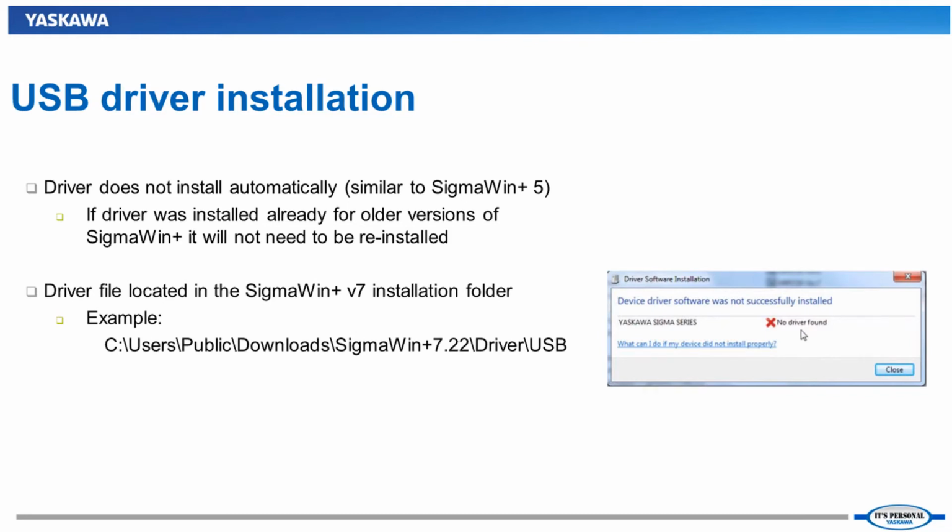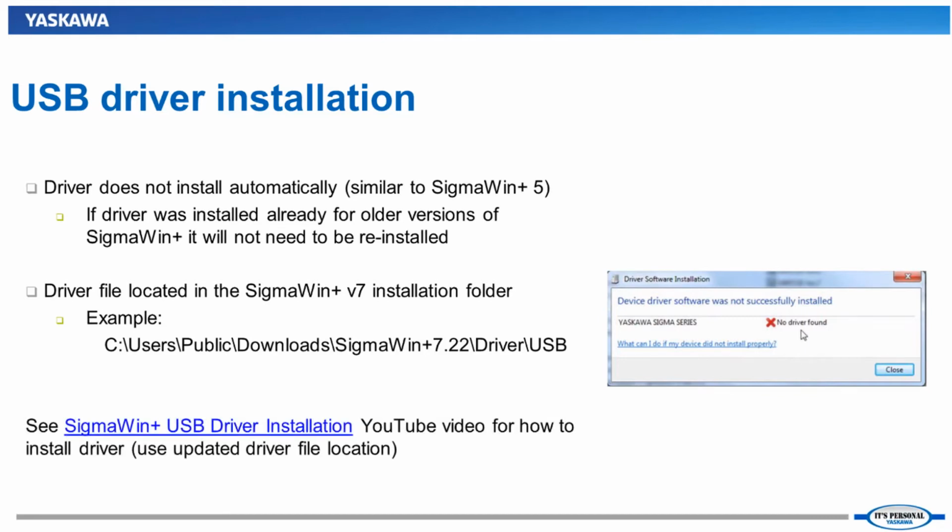installed, you will need to go to this location, an example here. The driver is actually contained within the install file folder this time. It does not go into your Program Files x86 as within SigmaWin version 5. And then for the rest of the installation process, you can see our SigmaWin+ USB driver YouTube video. It will be exactly the same minus the change in folder location for that driver.